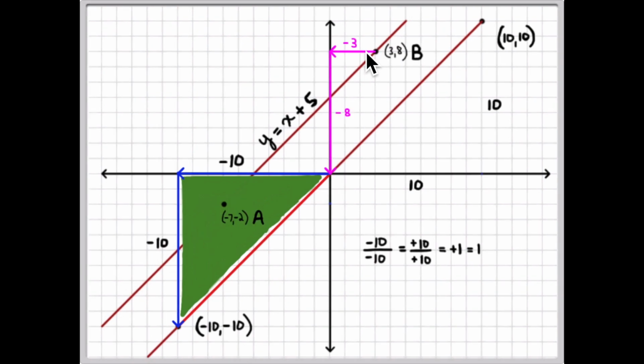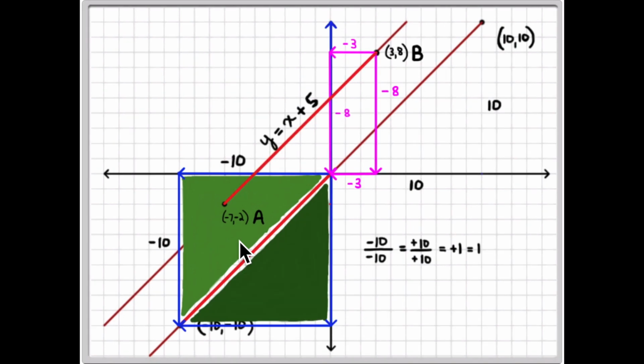So we slid the triangle over 3 units and then down 8 units, ended up here. And in the first case, we slid the triangle down 8 units and then over 3 units, and we ended up here. So -3, -8, or -8, -3.